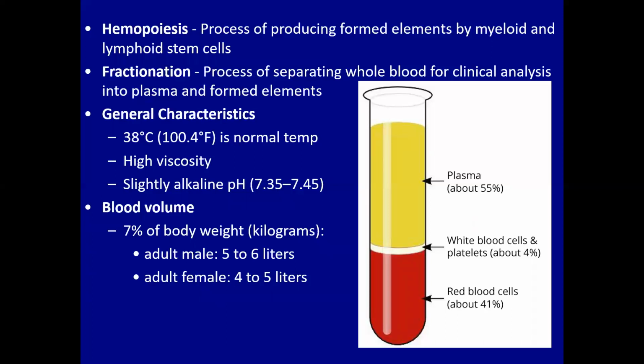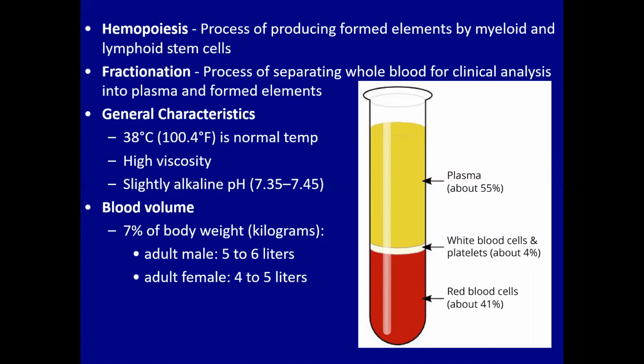Let's get some terms out of the way. Hemopoiesis. The term poiesis, or the part of the word poiesis, indicates that you're making something. So hemopoiesis means you're making the formed elements, and we will discuss how that happens a bit later. Fractionation is a technique that is used by clinicians to very quickly and visually examine your blood. So you're separating the whole blood into the plasma and the formed element pieces.